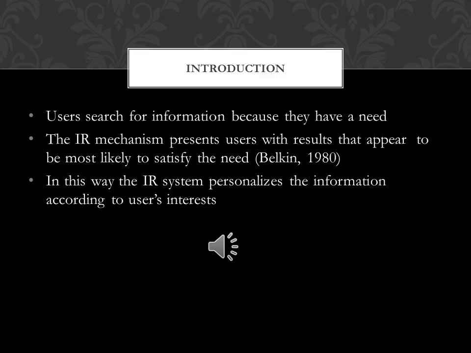The mechanism of an information retrieval system is such that it gives the users documents that are most likely to satisfy their need. This way, the results get personalized based on a user's interests. For instance, if we type Albany, based on a location, the results would be for Albany, New York, instead of Albany, Georgia.